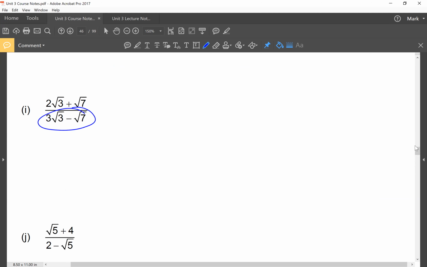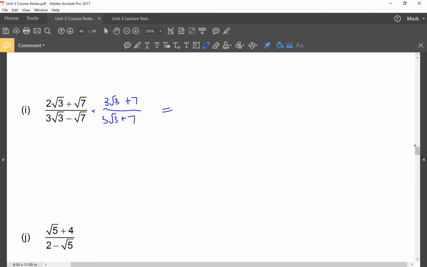So again, I see two terms on the bottom, and I'm going to multiply it by the conjugate. Again, I only care about the bottom. So I'm going to multiply it by 3 root 3 plus 7 instead of 3 root 3 minus 7. Okay. So now what I'm going to do is, I guess the word would be simplify. It doesn't seem like we're really simplifying it, but I'm going to multiply the tops and the bottoms out.